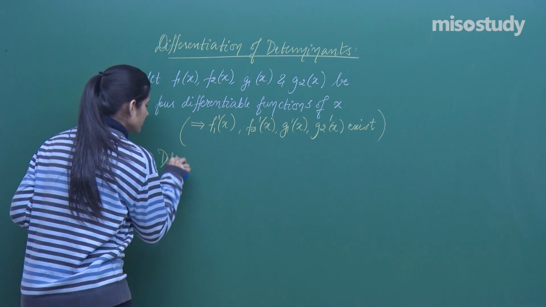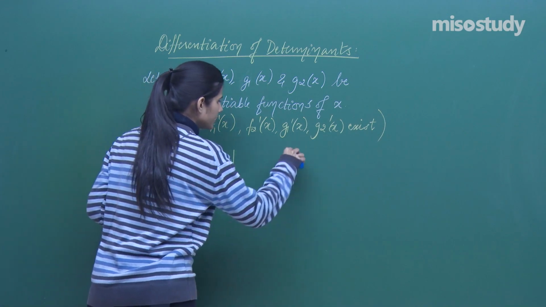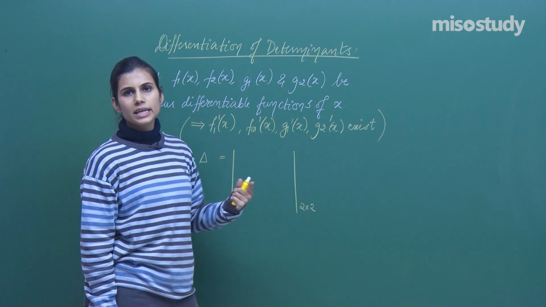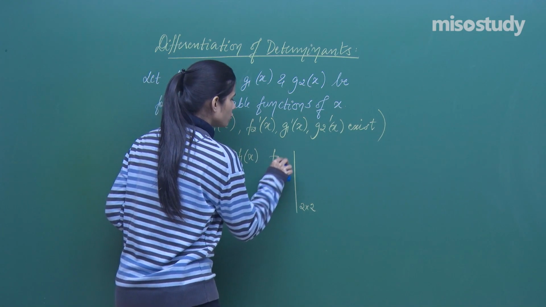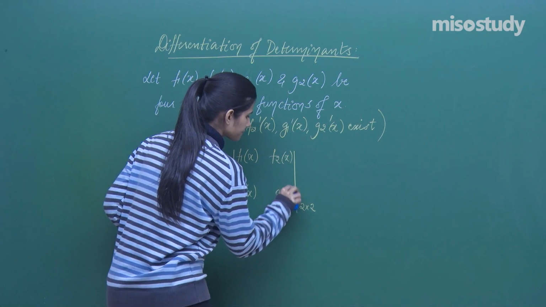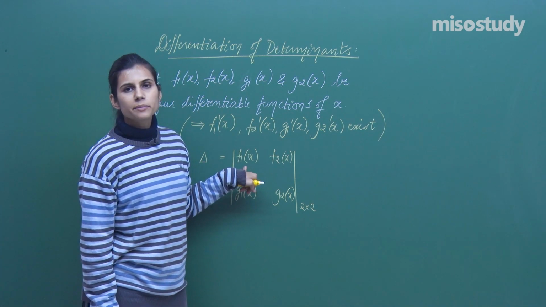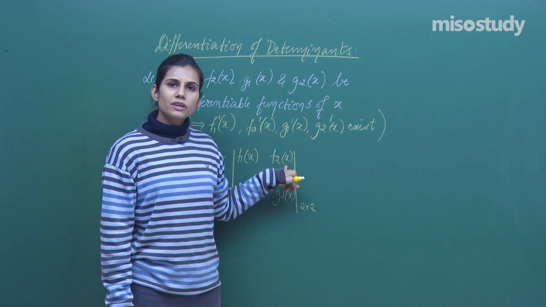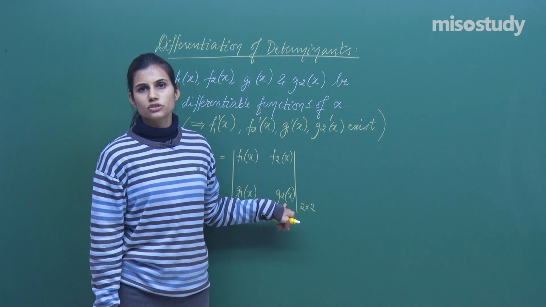I define delta as the determinant of order 2 cross 2 in which each entry is a differentiable function. So I suppose keep f1x here, f2x here, g1x here and g2x here. Try to understand this very nicely. 1 1th entry in this determinant of order 2 cross 2 is a differentiable function of x. 1 2th entry is another differentiable function of x. 2 1th entry is another differentiable function of x, and 2 2th entry is another differentiable function of x.